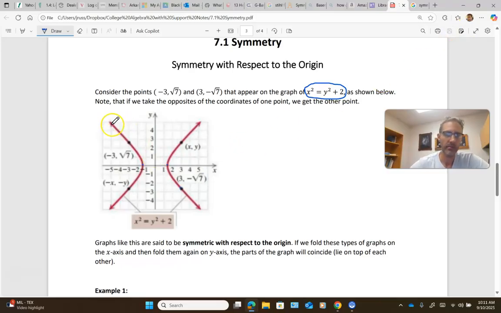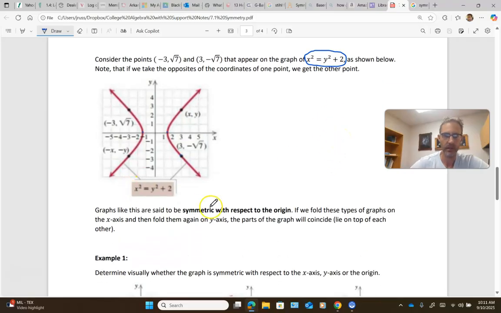Another way you can think about it is if you can take one piece in one of these four quadrants, so I'll arbitrarily choose this piece right here. If you can rotate it about both the x and the y-axis and have it line up on this other corresponding piece in the opposing or diagonal quadrant, then it has origin symmetry.